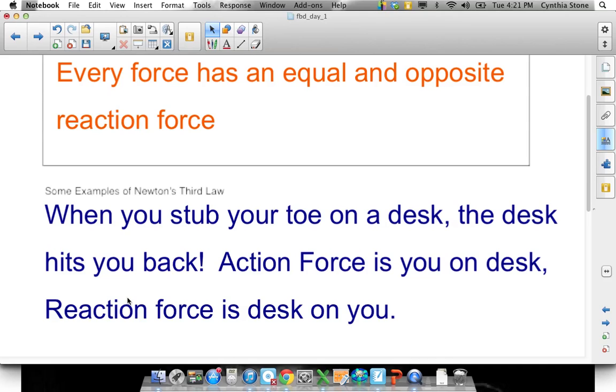The example that's easier: you run into a desk and you stub your toe, right? Obviously you apply a force to the desk by running your toe into it, but your toe hurts afterwards, and your toe hurts because the desk also applied a force onto your toe. And that's the idea of action and reaction force.